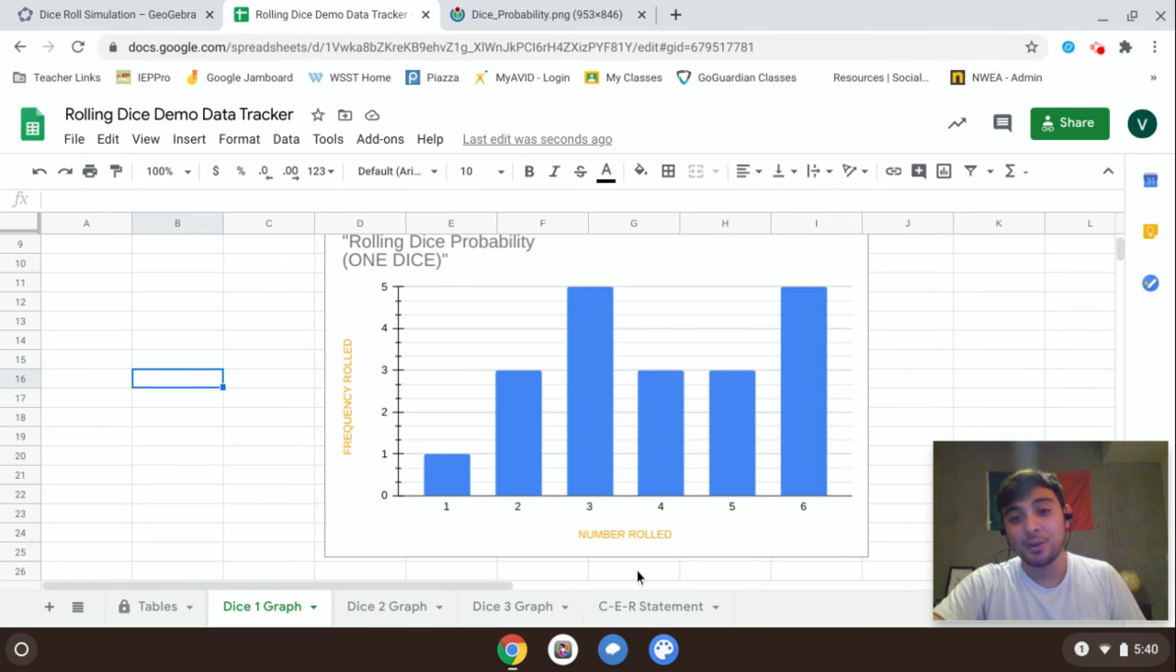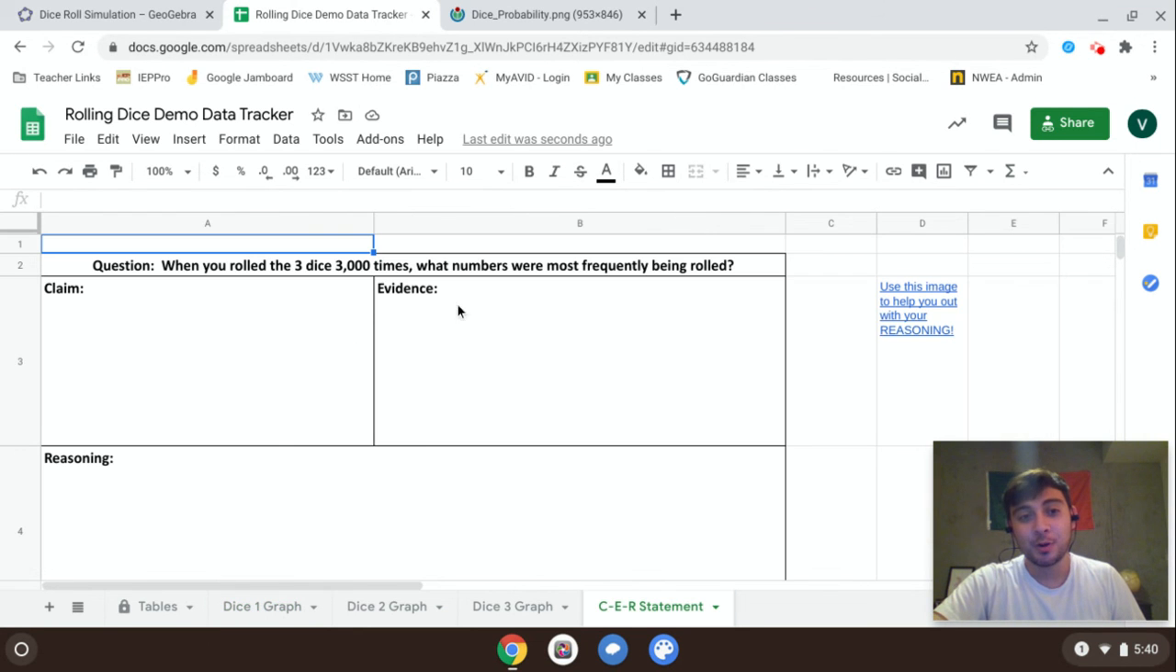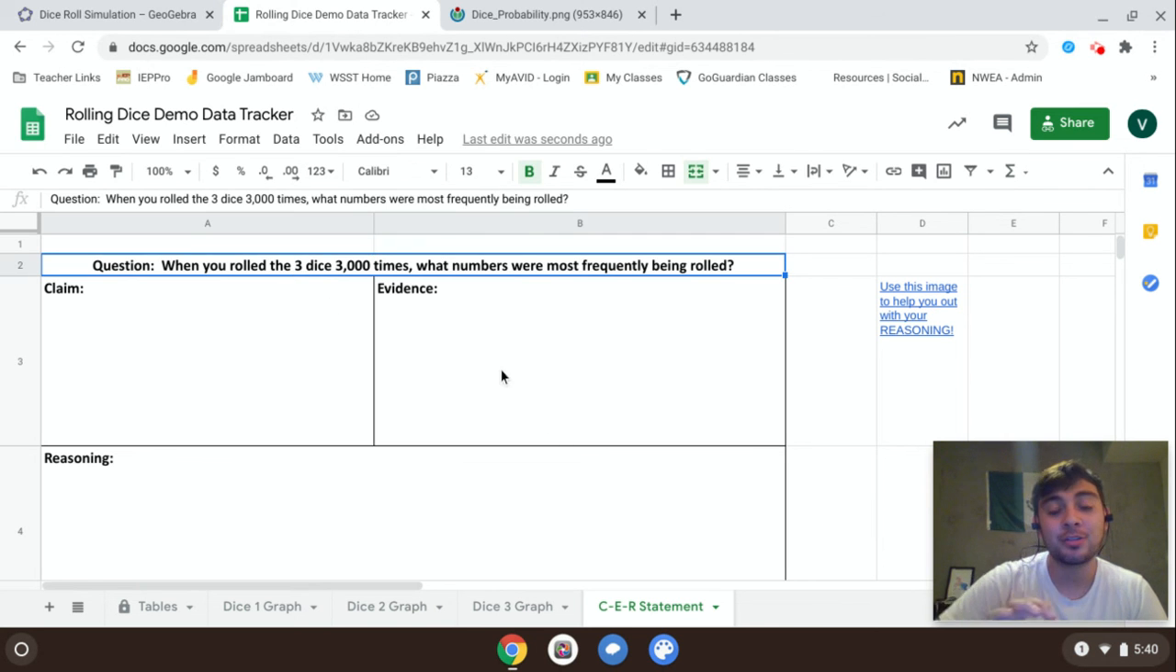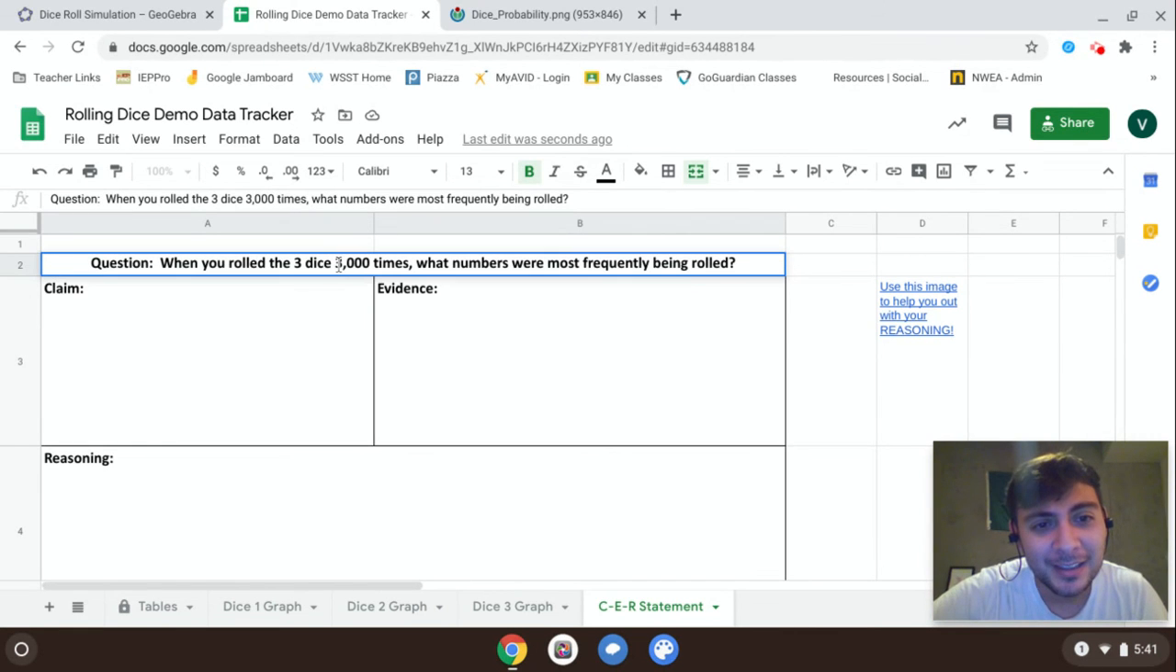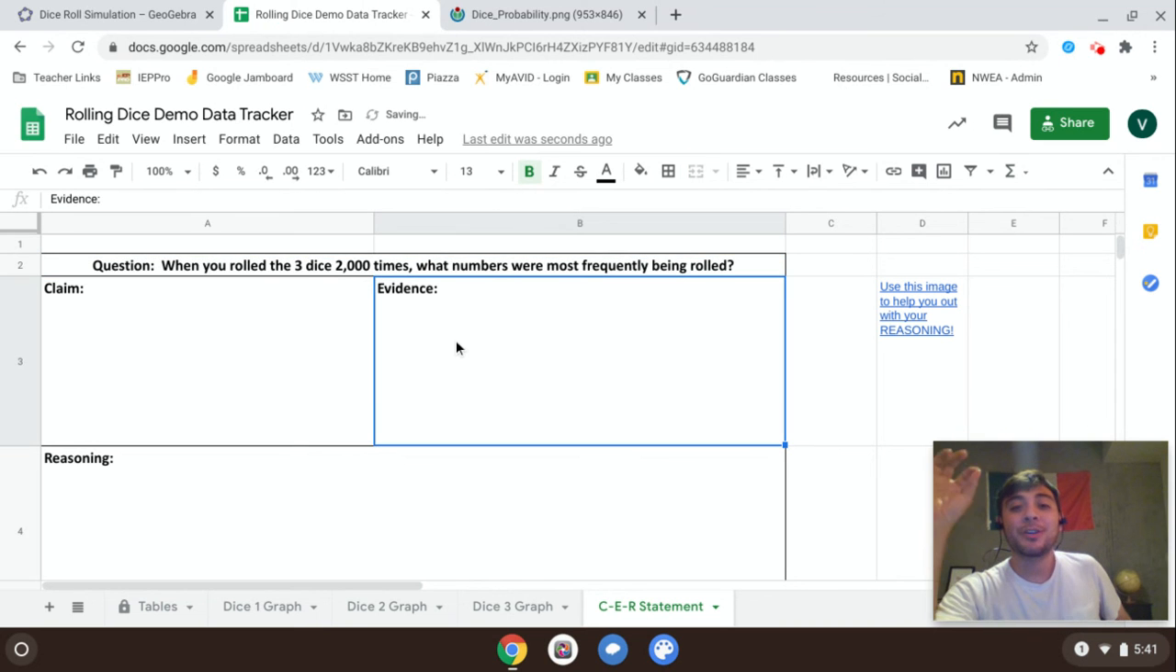Now you're going to get to do your last part. Your last part is your claim, evidence, and reasoning statement. So the question is, when you roll the 3 dice 2,000 times, my bad, should be 2,000 times, not 3,000 times. There you go. When you roll the 3 dice 2,000 times, what numbers were most frequently being rolled?